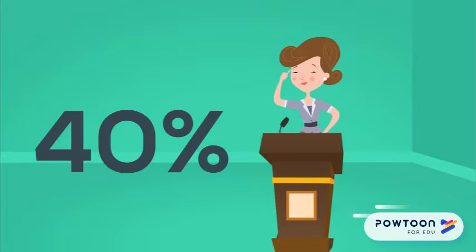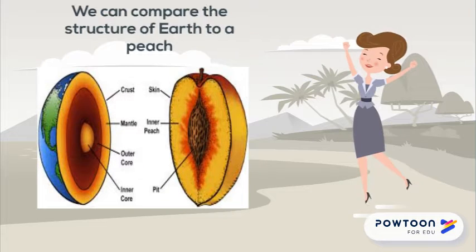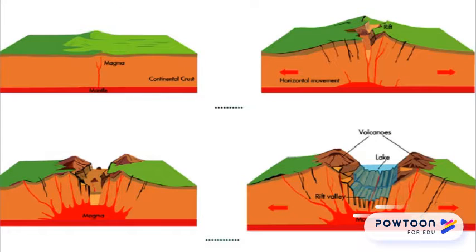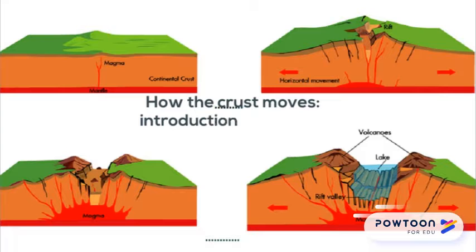Ocean crust is generally much younger than continental crust because it is continually being created by volcanoes that erupt on the ocean floors. We can compare the structure of Earth to a peach. How the crust moves: introduction to tectonic plates and plate movements.